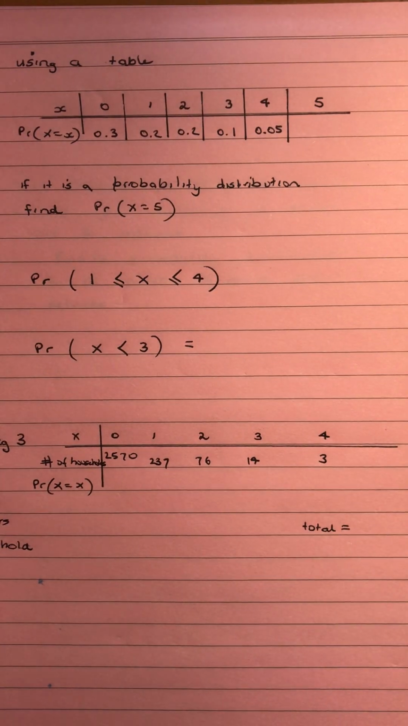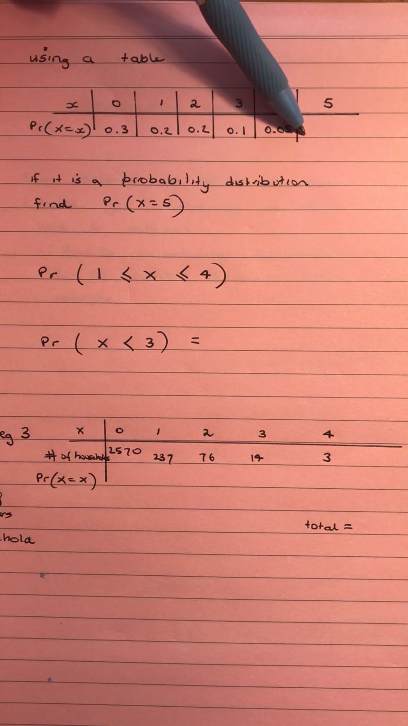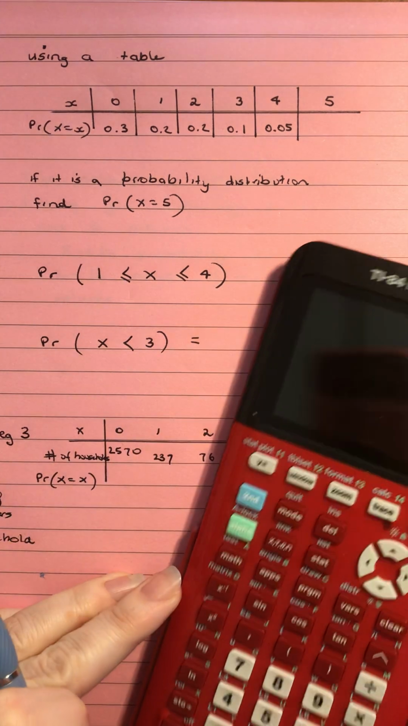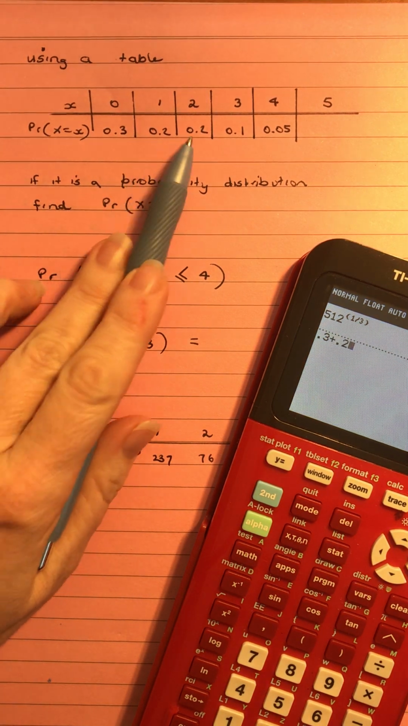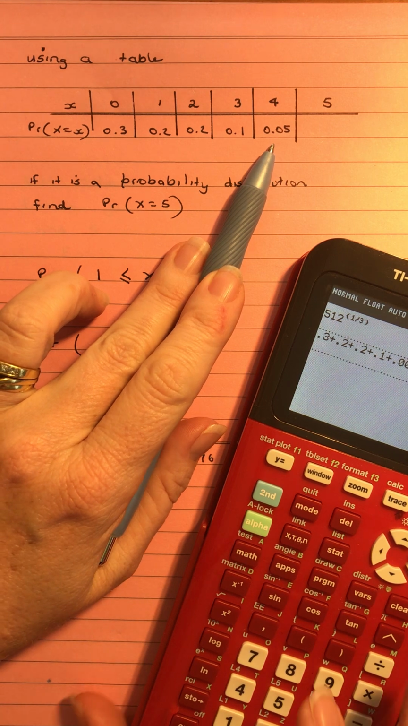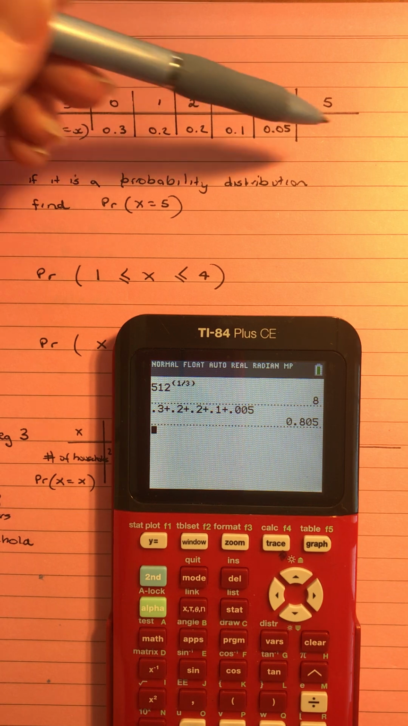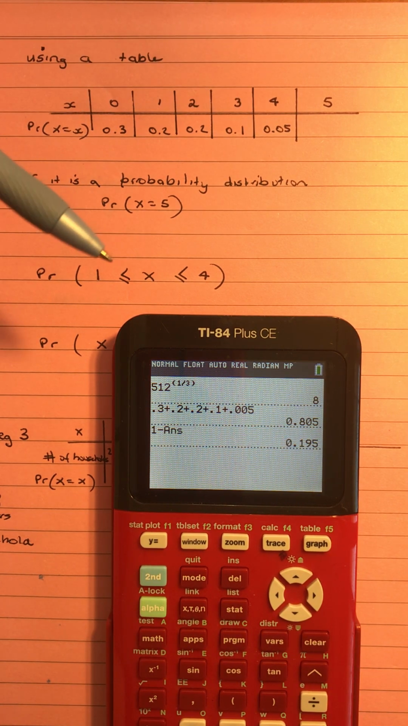Having a look at an example with a table now. We've got our little example here where we have some numbers and we've got one missing. Now, if we know that it's a probability distribution, we can then work out what the missing value is. So we'll grab our calculator and add those ones up: 0.3 plus 0.2 plus 0.2 plus 0.1 plus 0.005, and we get 0.805. Then to get that missing value, we can do 1, take away that answer, and we get 0.195.